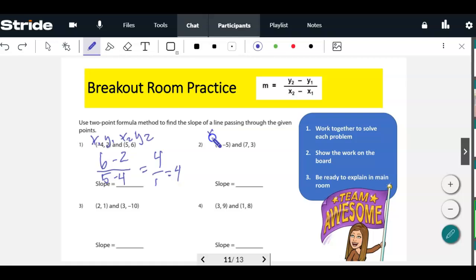Number 2, we have x1, y1, x2, y2. So then we have 3 minus -5 over 7 minus 5. Use the rules of integers or use that calculator. Plus, positive, so that's 8. And then 7 minus 5 is 2. That actually can be simplified to 4. So the slope is 4. All right, you can pause and try those two right there.